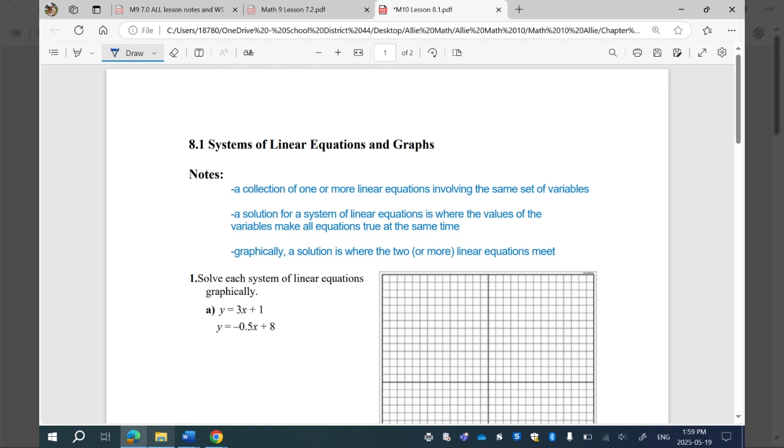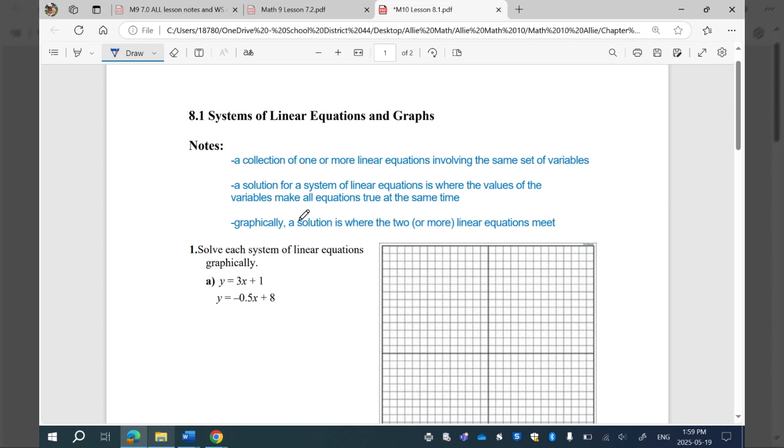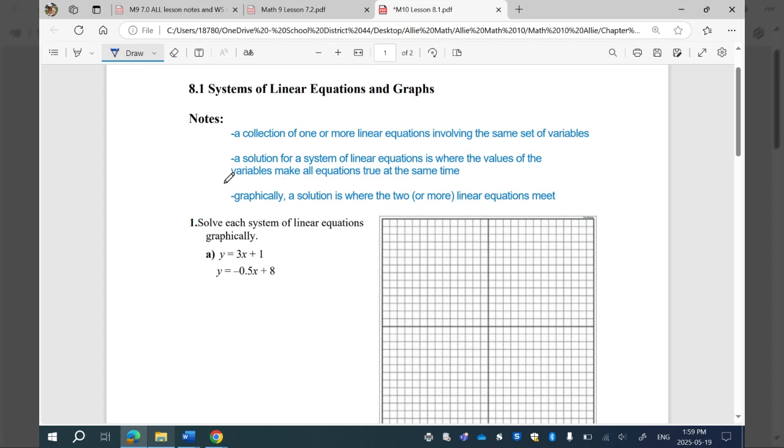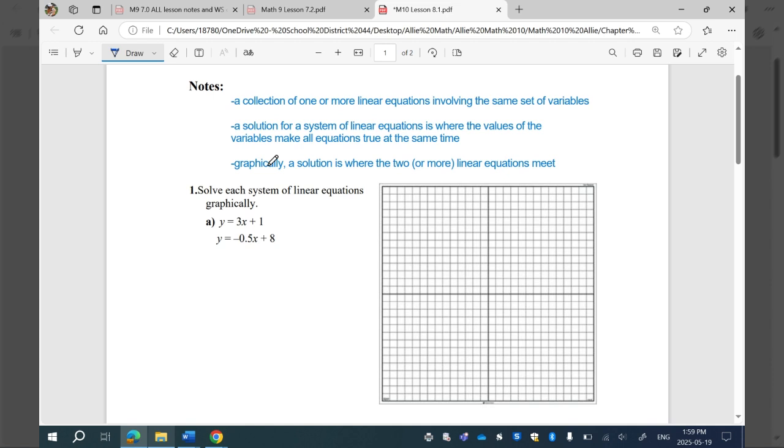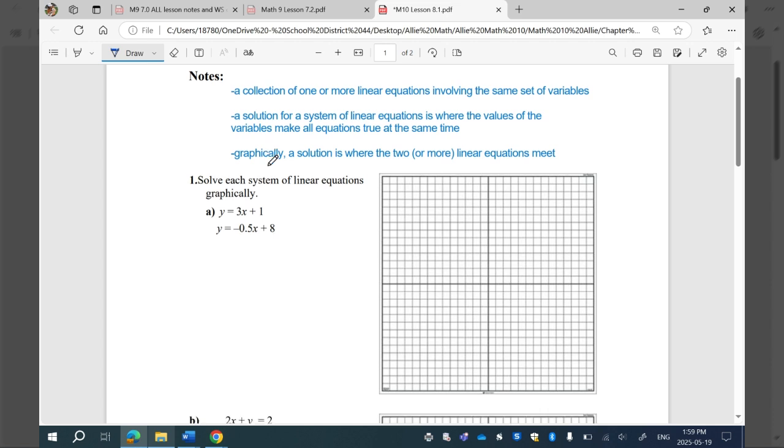But graphically, I feel like it's easier to understand what the solution is. A solution is where the two or more linear equations meet. So our first questions will deal with showing the solution graphically. But you might also see the solution on a data set or on a table of values where the two are identical. That's a solution for that system of linear equations. So I think once we get working with it, these definitions will make a little bit more sense. Hopefully I've paused it and you've had time to write this down, and let's get into it.